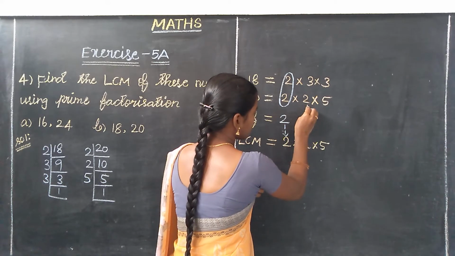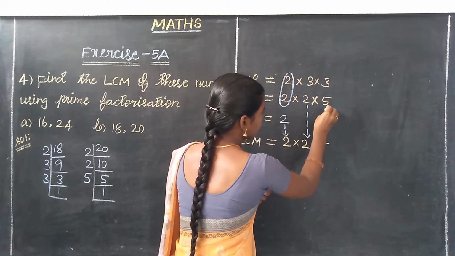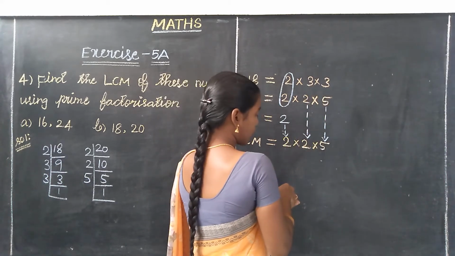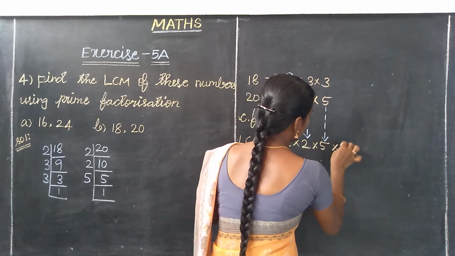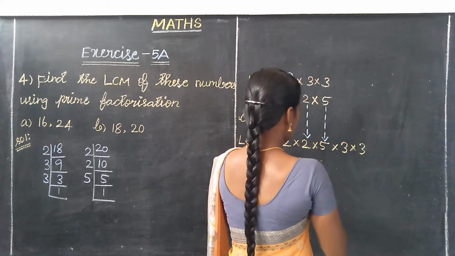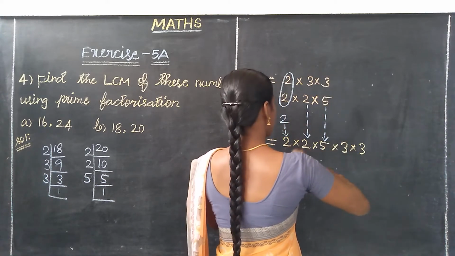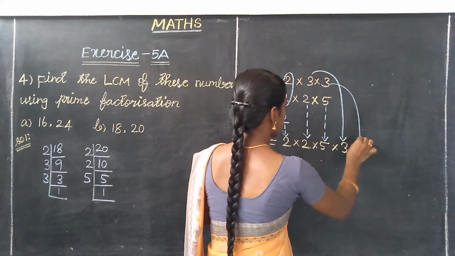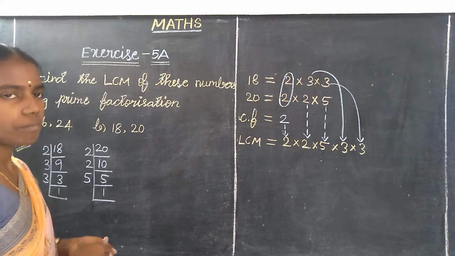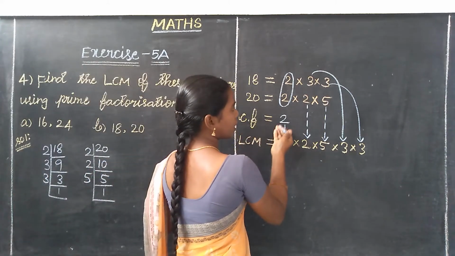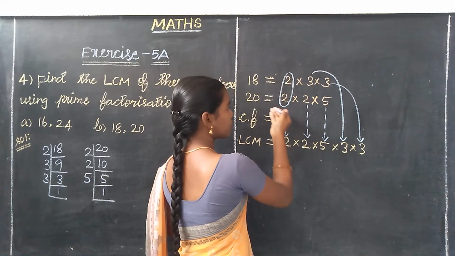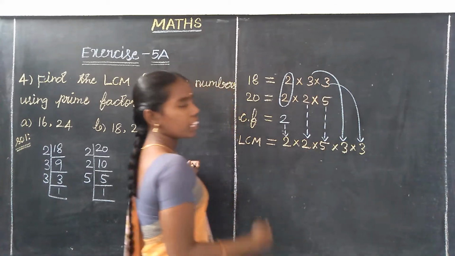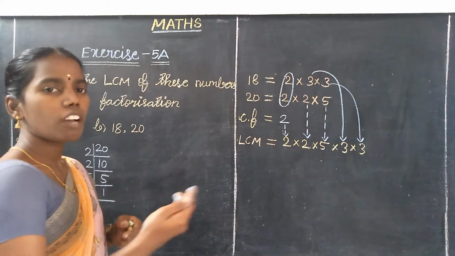Next, another value is 3, that is 3 into 3. First we find out the common factor, 2, only once. Next, in this number there is 2 and in this one 5. Again the remaining values, all of the values, are multiplied together.